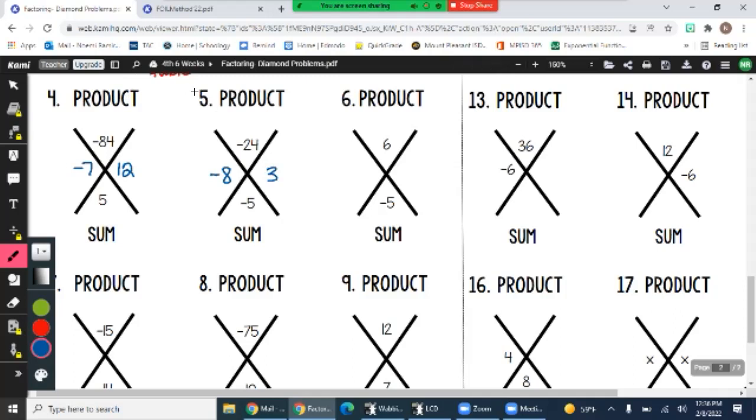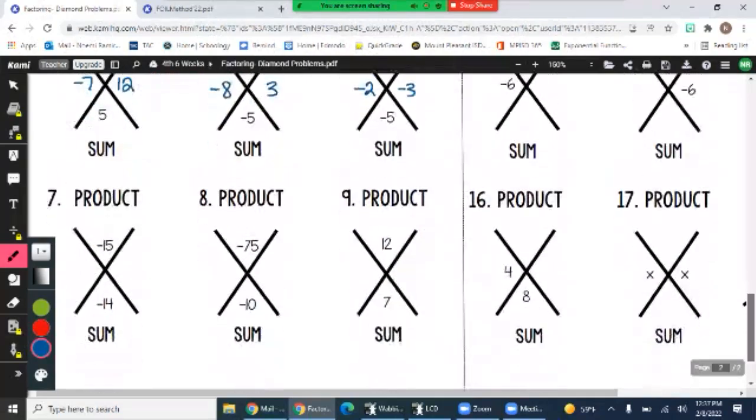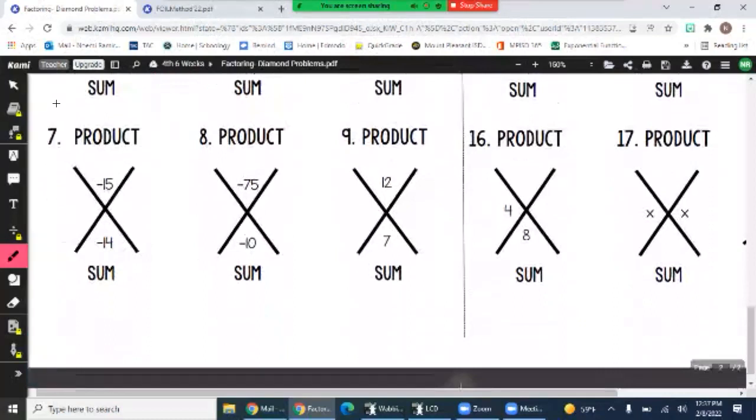Yesenia, did you get number 6 already? What'd you get? Yep. Negative 2 and negative 3. Negative 2 times negative 3 is positive 6. Negative 2 plus negative 3 is negative 5. Okay. Eduardo, you want to help me out with number 7? Yep. Negative 15 times 1 is negative 15. Negative 15 plus 1 is negative 14.